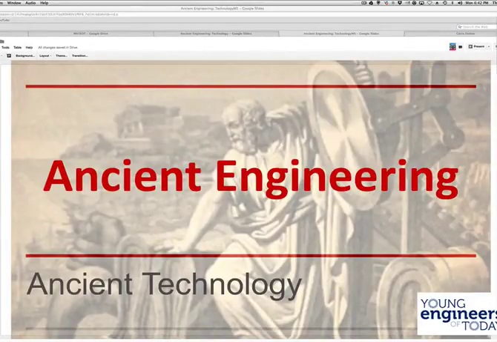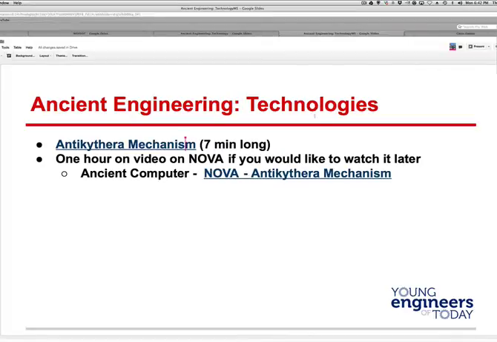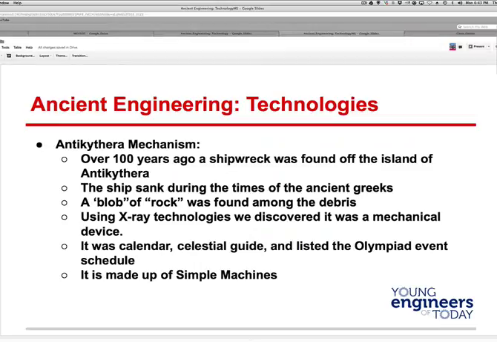Like I said, the Antikythera, which I'm just murdering, mechanism. If you want to see more, they have one on Nova. It's very, very well done. You can find it on YouTube.